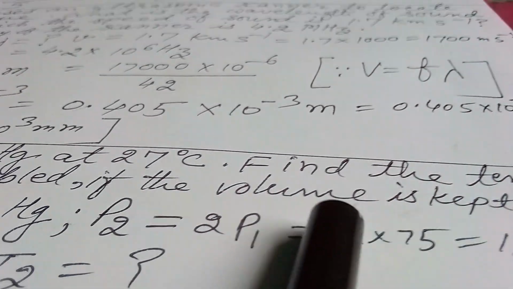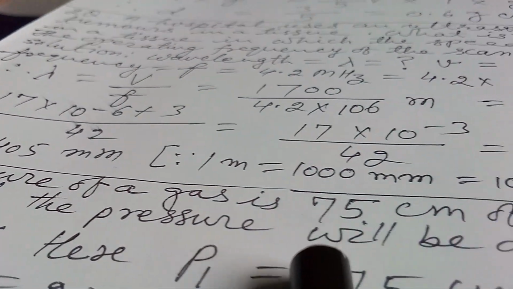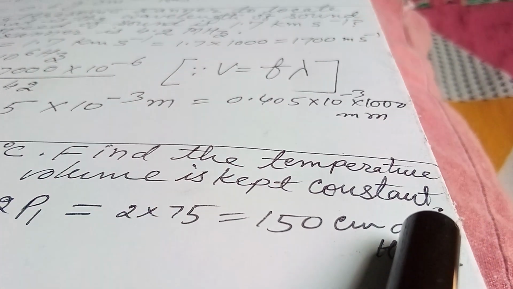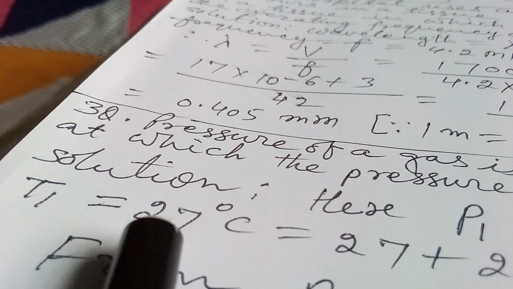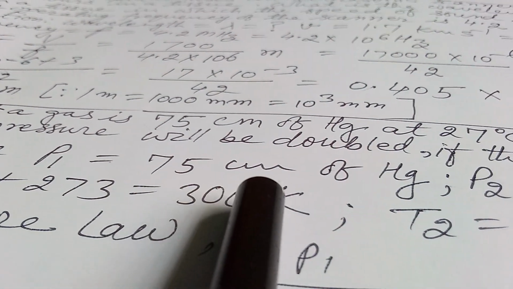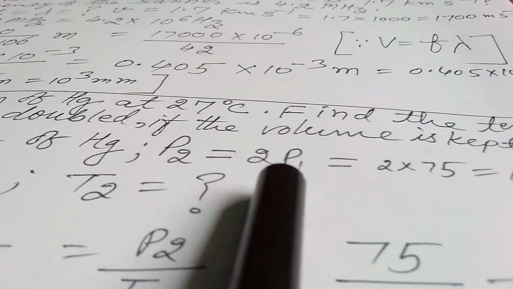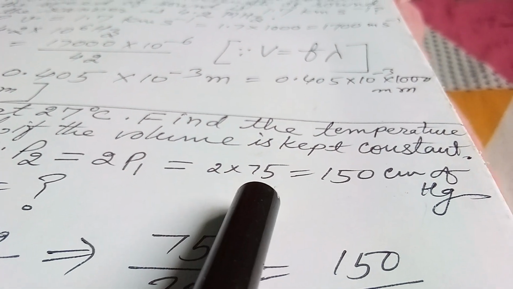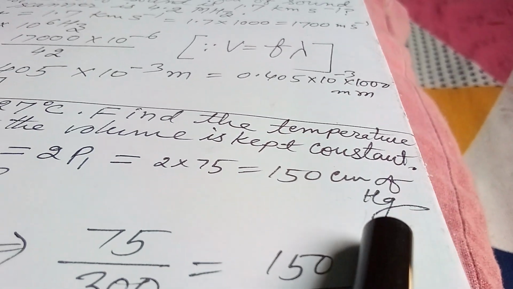Find the temperature at which the pressure will be doubled if the volume is kept constant. Solution: here P1, that is initial pressure, is equal to 75 centimeter of mercury. P2, that is final pressure, equals double of the initial pressure. So it is 2P1, that is 2 into 75, that is 150 centimeter of mercury.